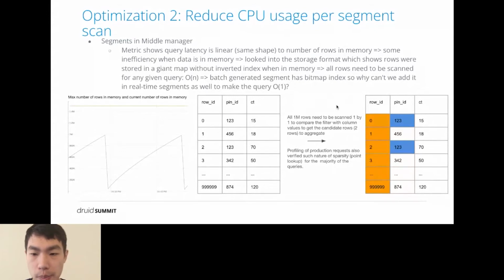On the right side, there's another example. Before the change, for every query, let's say there are currently 1 million rows in memory, and the query contains a filter like where ping ID equals 1, 2, 3, we cannot directly pinpoint rows 0 and 2. We need to scan every single one of the 1 million rows before we can decide that only rows 0 and 2 match. But with this optimization, we can look into the index and directly pinpoint rows 0 and 2. That's the typical case, because what the query actually looks for can be pinpointed to only a small number of rows instead of all rows. That can also be verified from the production request analysis.